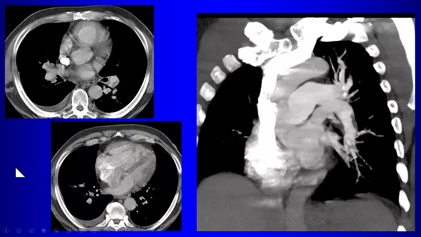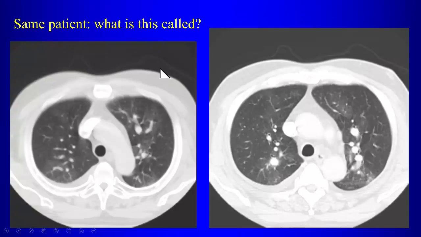So the way you differentiate chronic from acute PE: with acute PE you have central filling defects, with chronic PE you have peripheral, eccentric filling defects. With chronic PE, you can also have a dilated right heart, but also right ventricular hypertrophy because of the elevated pressures in the right heart.